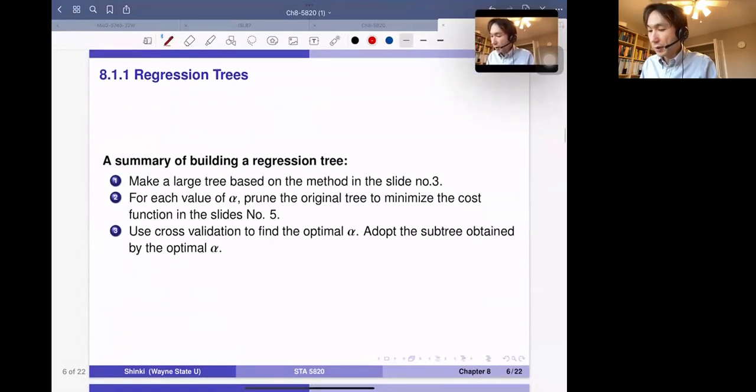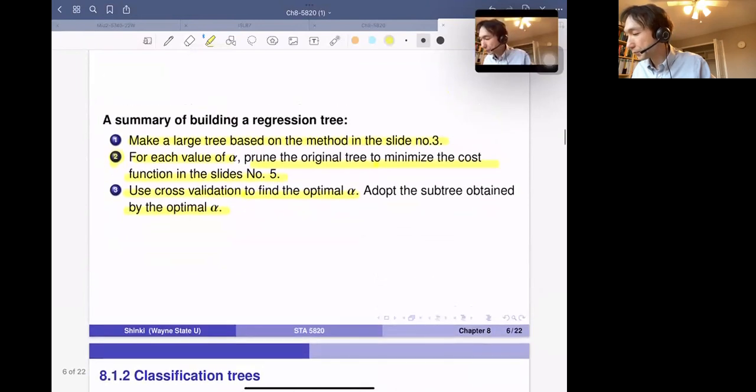So this is the summary of the regression tree. At first, we make the largest tree based on the method in slide number 3. So we split until each node has less than a certain number of observations. Then after that, for each alpha, we prune the original tree to minimize the cost function in slide number 5, the previous page. Then use cross-validation to find the optimal alpha and adopt the subtree obtained by the optimal alpha in this step 2. Anyway, it will be done by the computer algorithm. But do you see the idea?